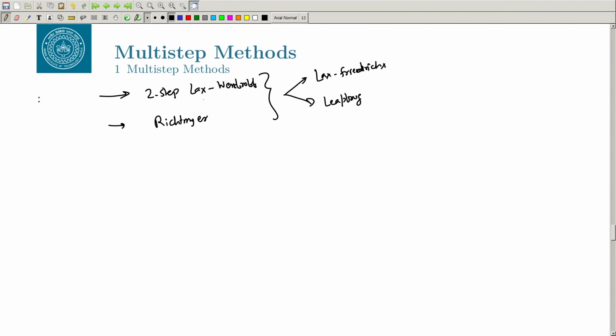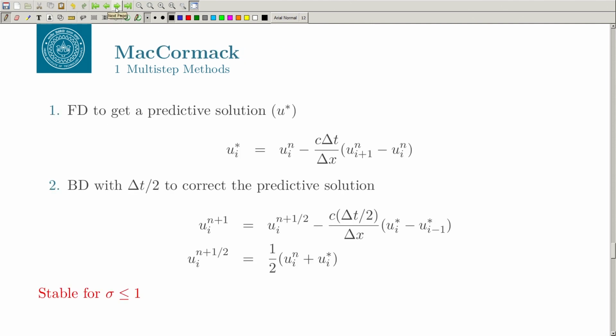In the two-step Lax-Wendroff, you do the calculation at i plus half and so on and so forth. Here you do it at i. And we saw that when you combine both the steps for a linear problem, you basically get a Lax-Wendroff type of scheme. Today we will look at the McCormick scheme.